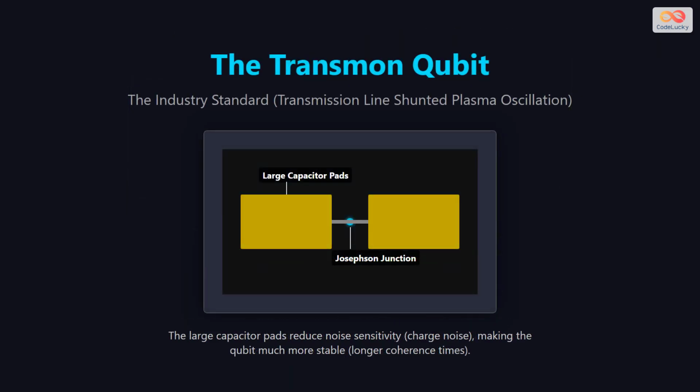The most successful design using this principle is the Transmon Qubit. It features two large capacitor pads bridged by a Josephson Junction. These large pads help reduce sensitivity to electric charge noise, which was a major problem in earlier designs. This makes the Transmon stable enough to perform complex calculations, and it is the standard architecture used by major tech companies today.